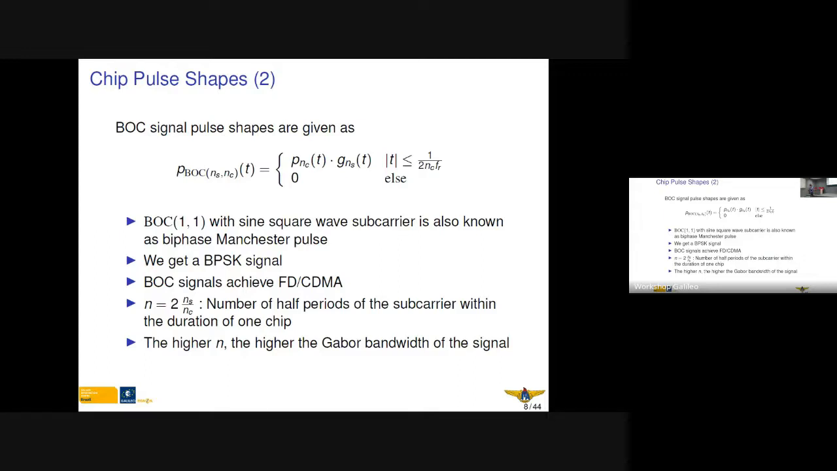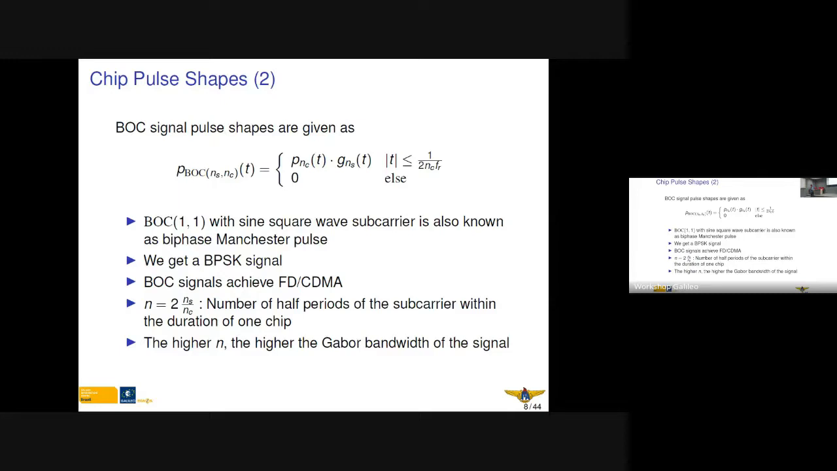And this is the whole idea behind this FD-CDMA approach. We can also define now n as the number of half periods of the subcarrier within the duration of one chip. The higher n, so this number of half periods, the higher the Gabor bandwidth. And if you remember from yesterday, the Gabor bandwidth is directly linked to the accuracy that we can achieve in the estimation of the time delay of the signal.